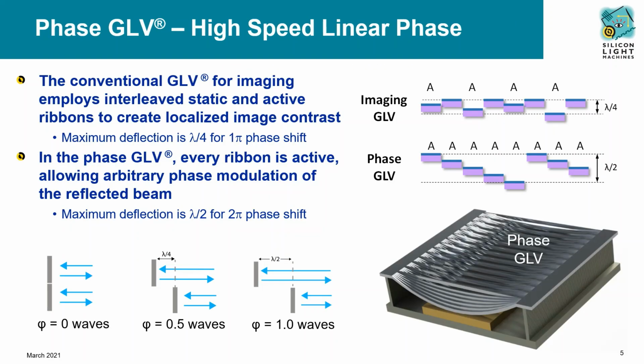The GLV creates a relative phase delay of light through the ribbon actuation. By operating every ribbon individually rather than as static active line pairs, the GLV becomes a uniquely high-speed phase modulator. Amplitude modulation requires a quarter wavelength deflection, while full phase operation requires 1/2 wavelength.